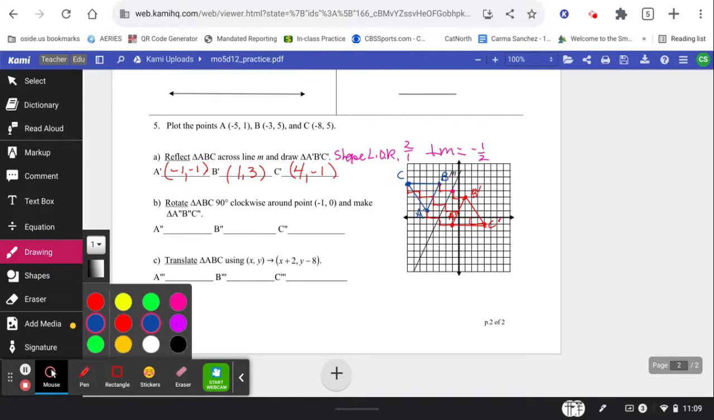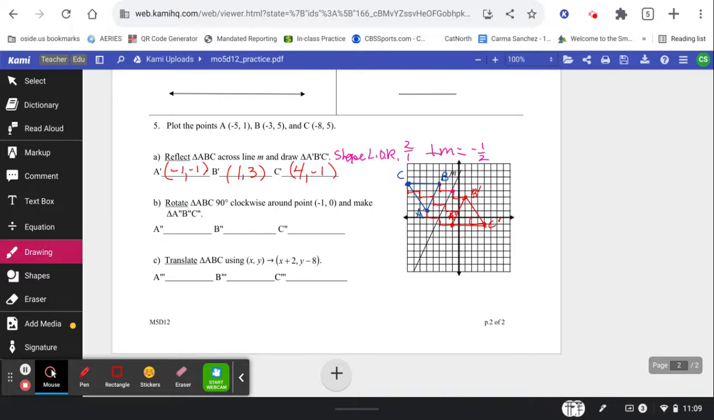So here I go on translate. Translate the original triangle on x plus 2, y minus 8. So that's going to go right 2, down 8, because the shift for x is always right or left, and the shift for y is always up or down. So right 2, down 8 from the original triangle.